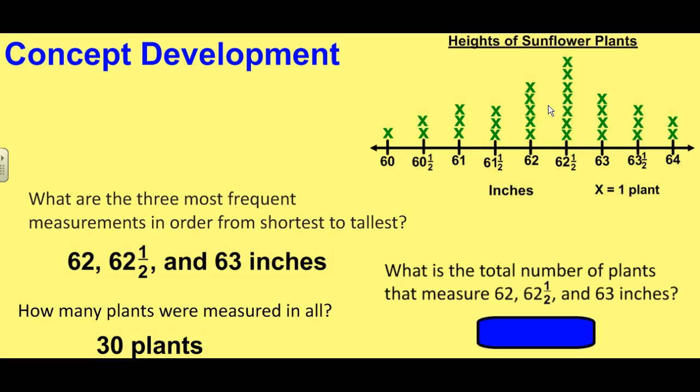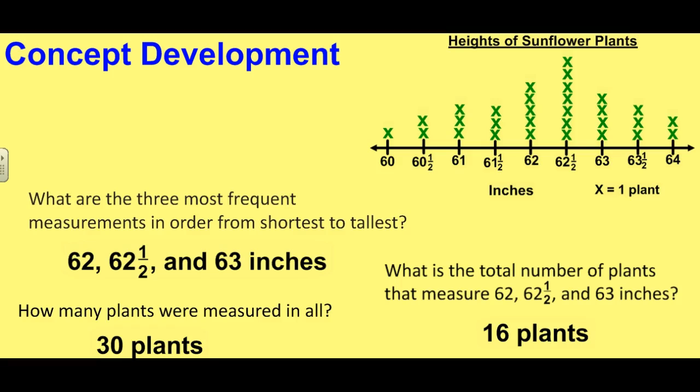So the next question, what is the total number of plants that measure 62, 62.5, and 63 inches? So we're looking at the ones that have the most X's, which are the ones that we just looked at. And you need to figure out how many plants are in those 3 measurements and write that down on your paper. Push play when you're ready to check.